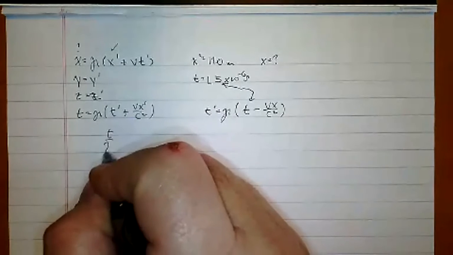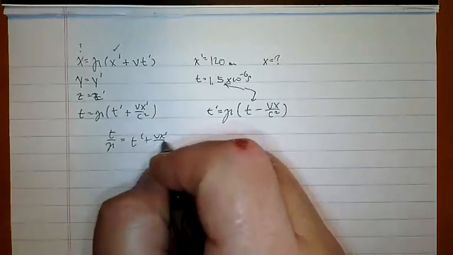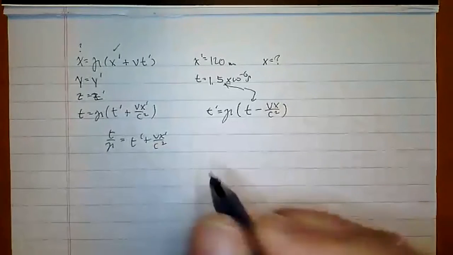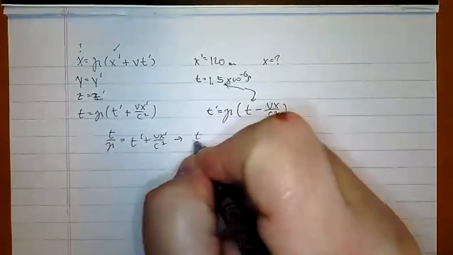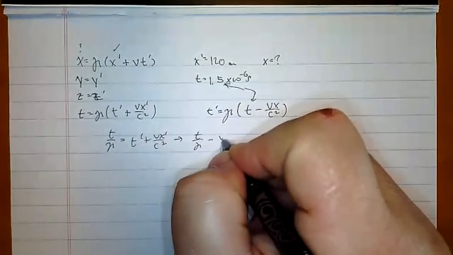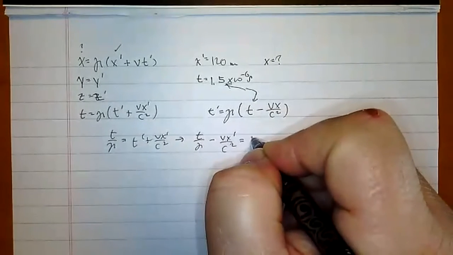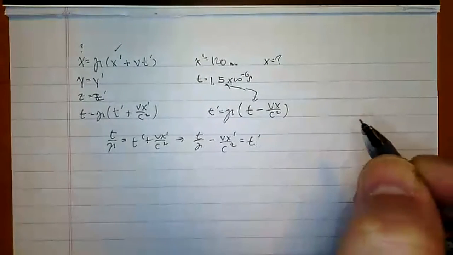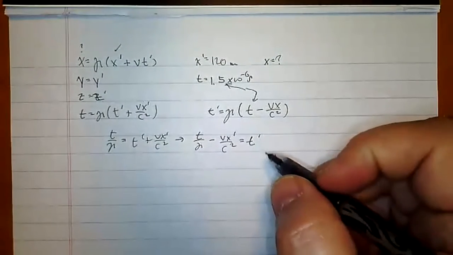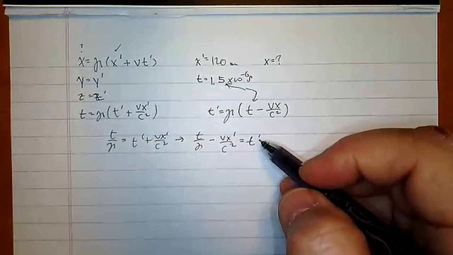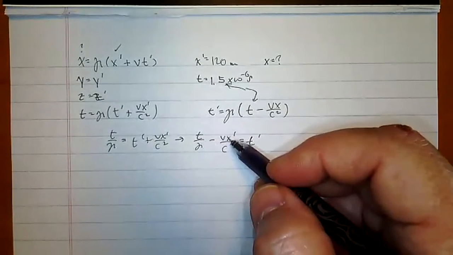You say t over gamma is equal to t prime plus vx prime over c squared. What you're really wanting is t prime. So I'll say t over gamma minus vx prime over c squared is equal to t prime. And that actually works. You can take that as is. Now you have a way of finding out what t prime is just by knowing t and x prime.